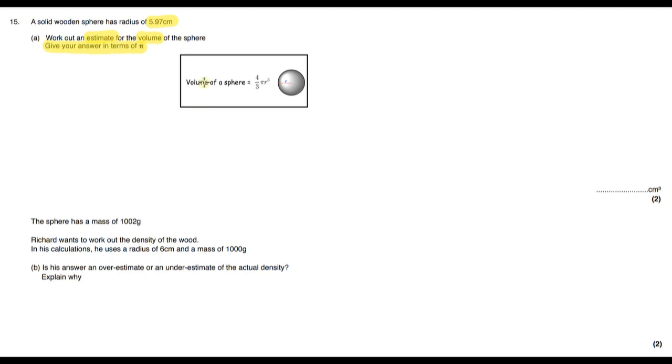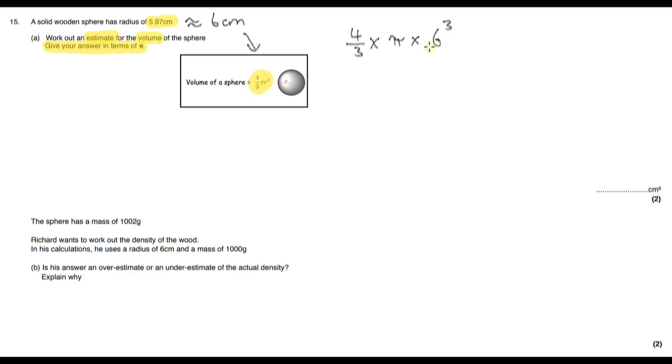Now we've been given the formula, which is quite nice. So the formula for the volume of a sphere is 4/3 pi r cubed. Now the key word in this is estimate. So when we've got a value like 5.97, we can say that that is approximately 6 centimeters, and that's obviously going to make our workings out a lot easier. So that is the radius. So all I'm going to do is plug that radius into our formula. So it's going to be 4/3 times pi times our radius cubed. So it's going to be 6 cubed.